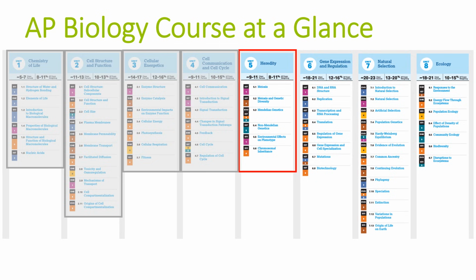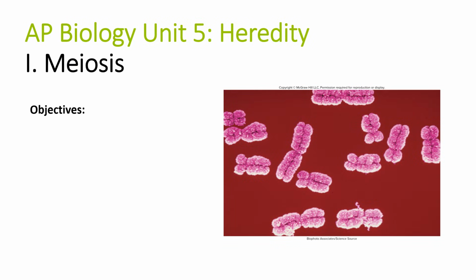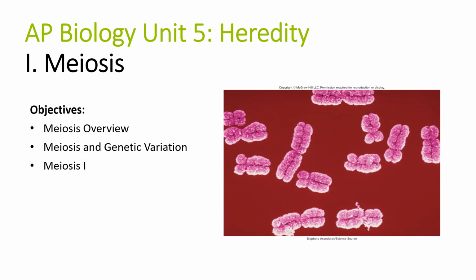Now, this lecture is going to focus on meiosis, so we'll be taking a look at the process of meiosis and how it encourages genetic diversity. So our main objectives for this lecture are to go over the basic overview of the process of meiosis and then how it gives us genetic variation. Then we'll take a look at the two meiotic divisions in detail, meiosis I and meiosis II. And then we'll pull it all together and understand why this process is essential for sexual reproduction and why sexual reproduction is important.